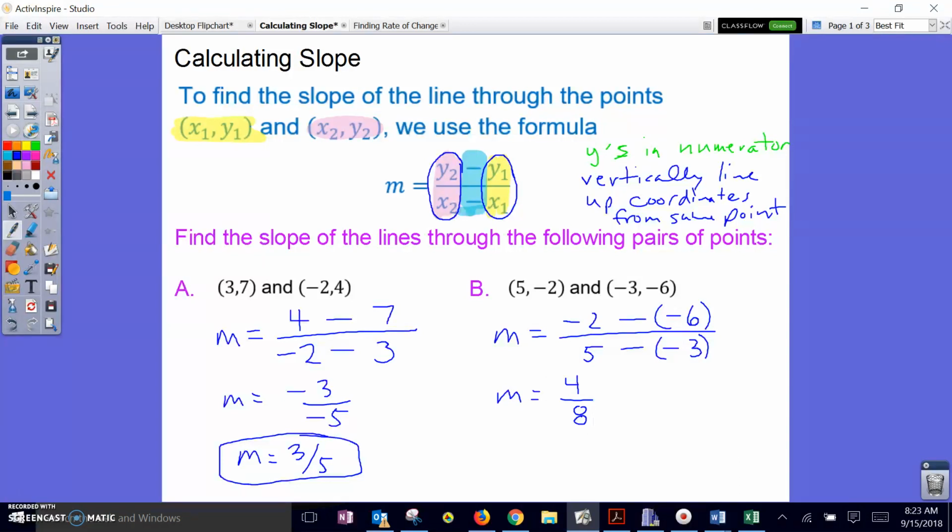And what I should always do when I have a slope like this is reduce it. 4 over 8 reduces to 1/2. And that's my slope. Okay?